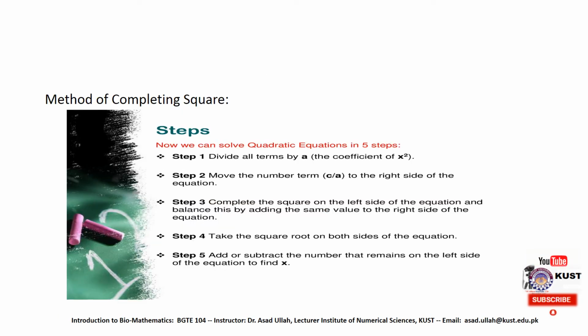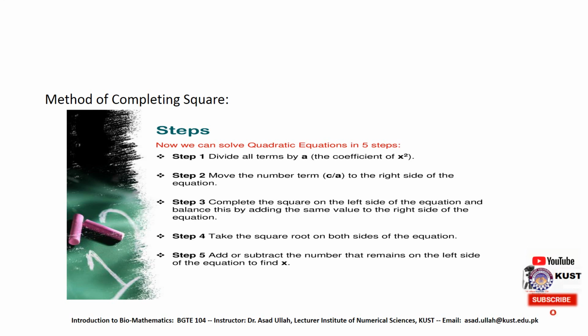Now, how to solve a quadratic equation by using completing the square? Here we present 5 general steps for the general form of the quadratic equation. In step 1, divide all terms by a, that is the coefficient of x square. So to solve a quadratic equation by completing the square, the coefficient of x square must be equal to 1. And step 2, move the number c by a to the right side of the equation. So the constant term should be shifted to the right side of the equation. And step 3, complete the square on the left side of the equation and balance this by adding the same value to the right side of the equation.